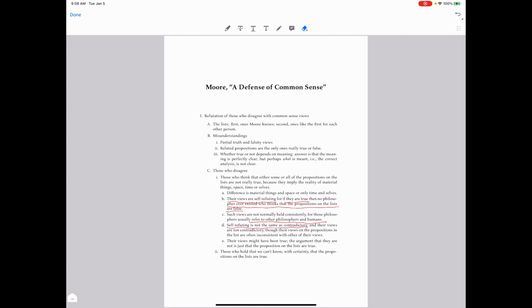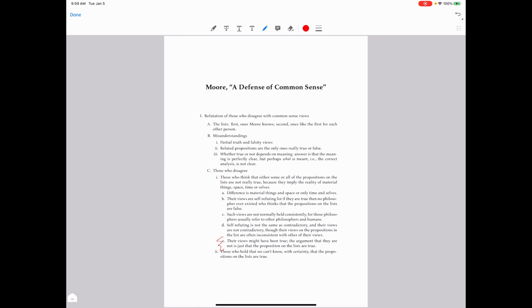So Moore has a point here. Self-refuting is not the same thing as a contradictory view, but it's an intellectual, theoretical embarrassment to hold a view that is self-refuting. So the summary of the metaphysical response in a defense of common sense is here. Their views might have been true.